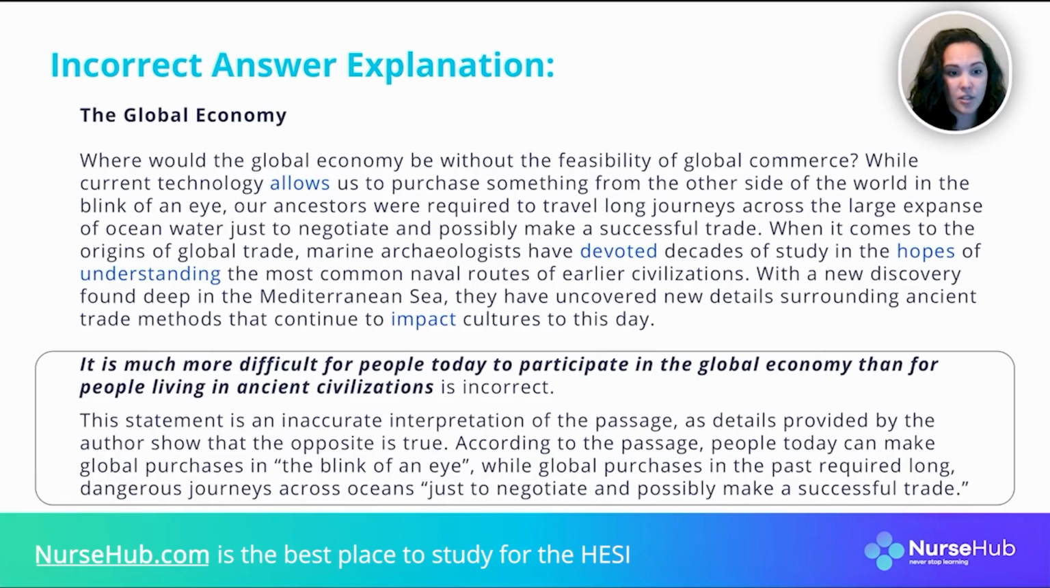Here's the next incorrect answer. It is much more difficult for people today to participate in the global economy than for people living in ancient civilizations. This is a completely inaccurate interpretation of the passage. The details provided by the author show that the opposite is true. In fact, they say that in the blink of an eye, we can order things from across the world. And while global purchases in the past required long, dangerous journeys, and it wasn't always successful.